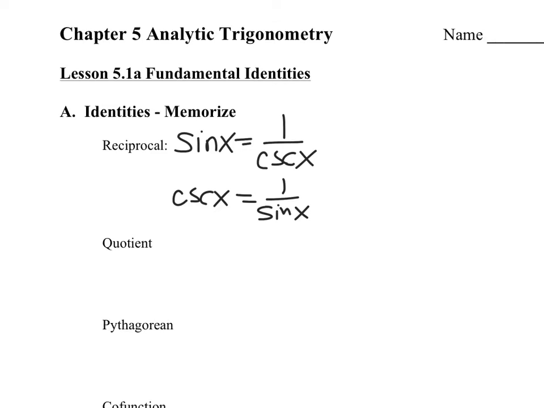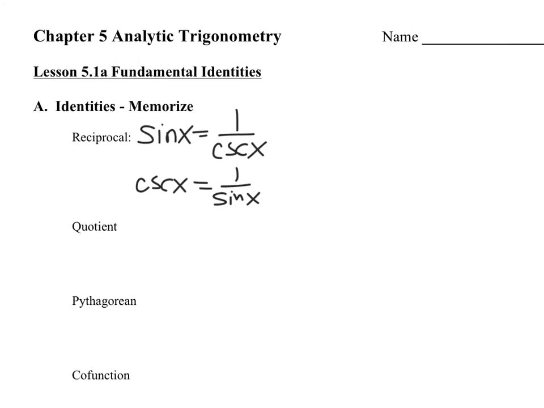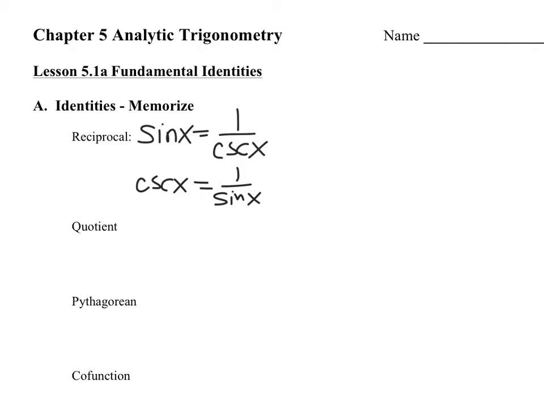All right, so basically, you don't need to know that they're called the reciprocal identities. That's just what they're called. You need to memorize these. You need to know these for sure, okay? We're going to use these a lot. The other reciprocal identities would be cosine of x is equal to 1 over secant of x.